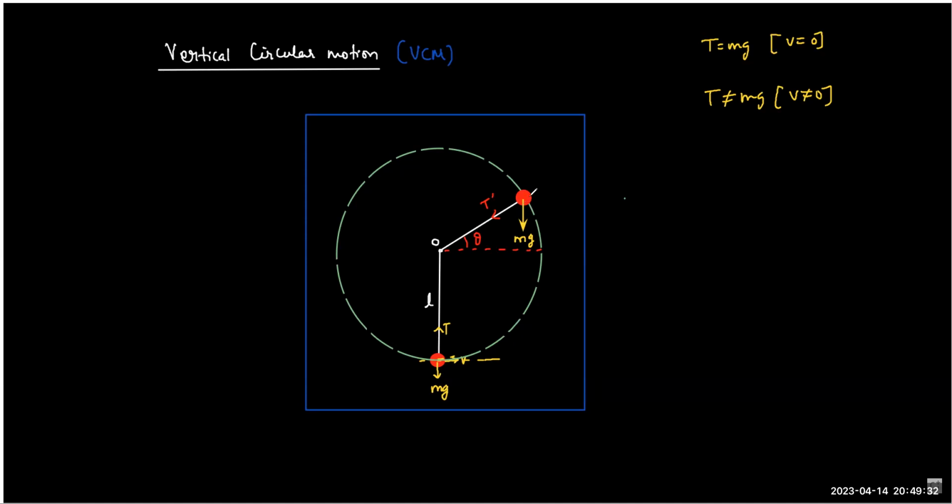And therefore the net force towards the center is how much? At P, what do you think will happen? So what is the net force acting towards the center? Looking at the triangle APT, what is the net force acting towards the center, Siddhant? T plus mg sin theta. Very good.